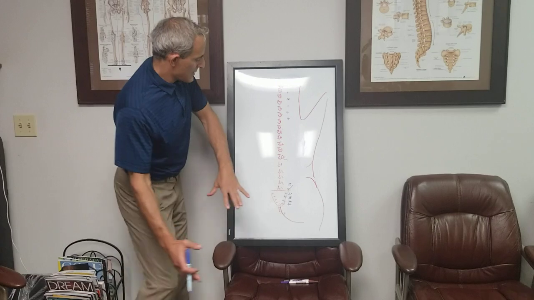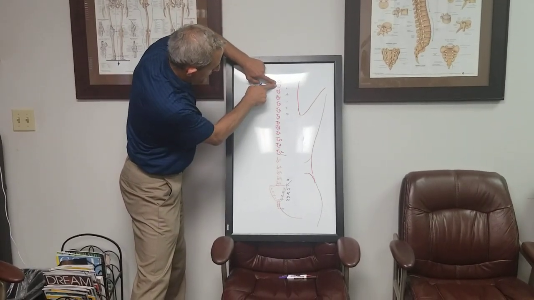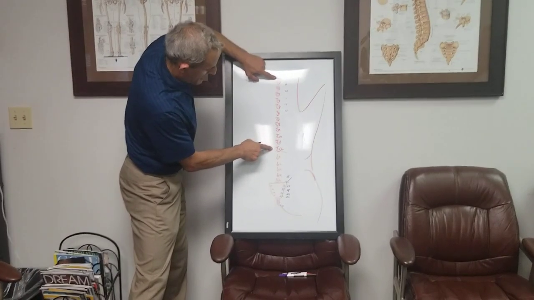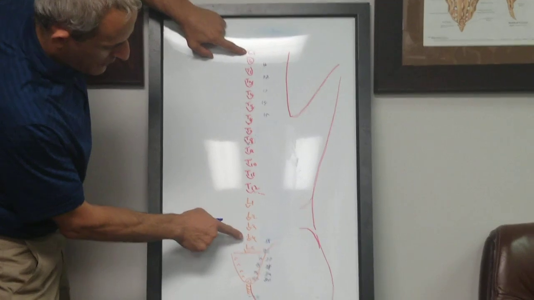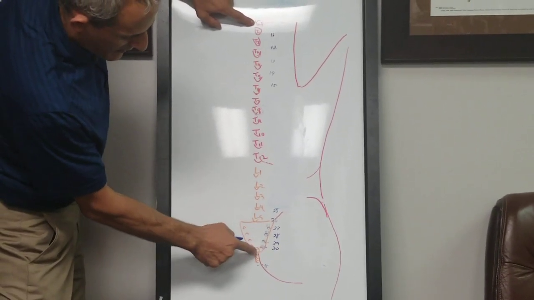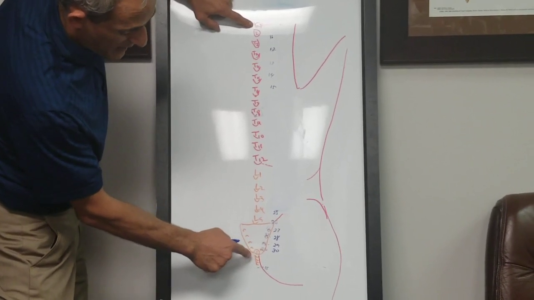So we drew the back here. In the red you see T1 all the way down to T12. This is C7 right there. And then we have the lumbar spine, L1 to L5, the sacrum with the 4 foramens levels, and then the coccyx, the hiatus of the coccyx, so the hiatus of the sacrum is right there.